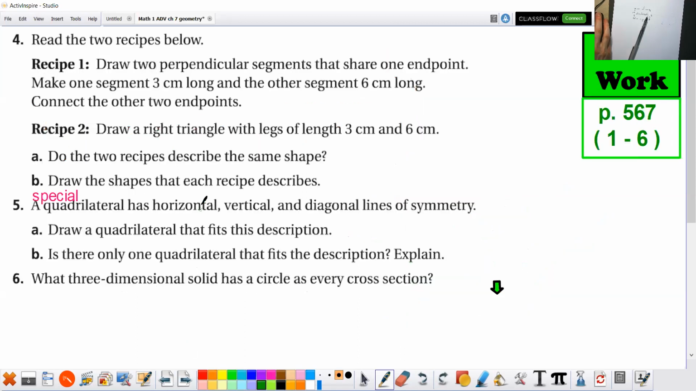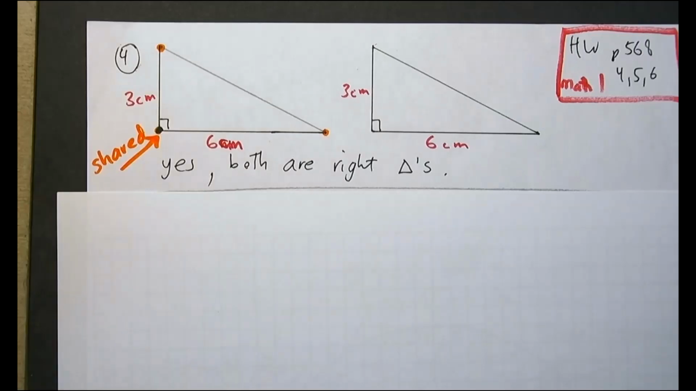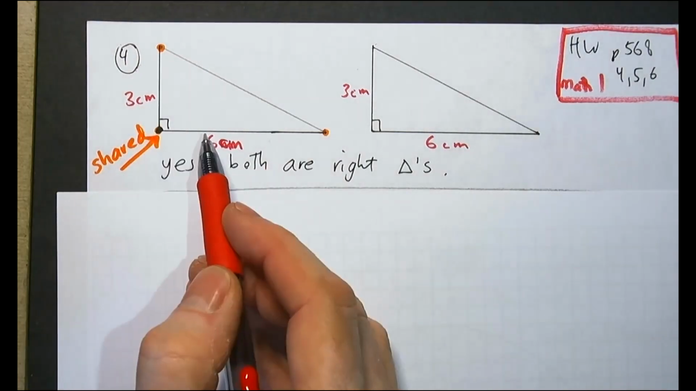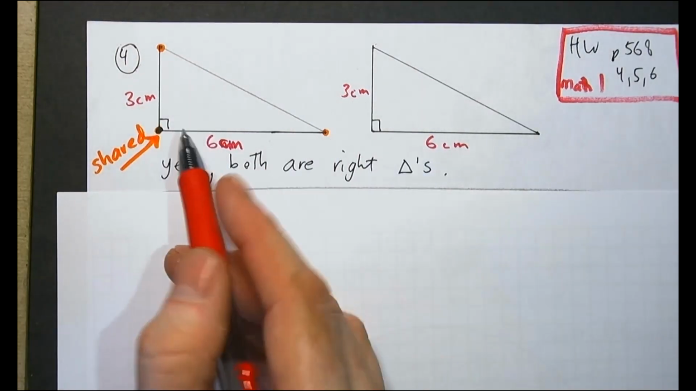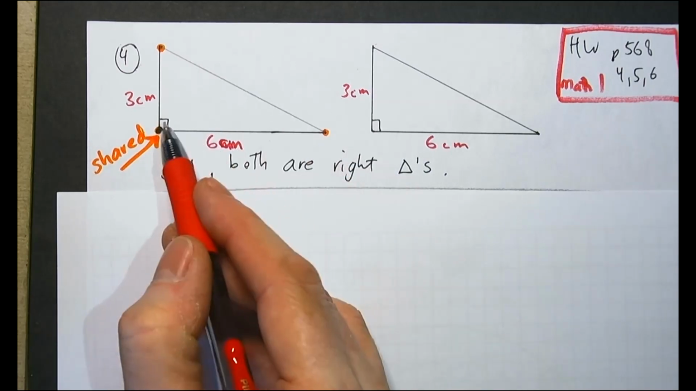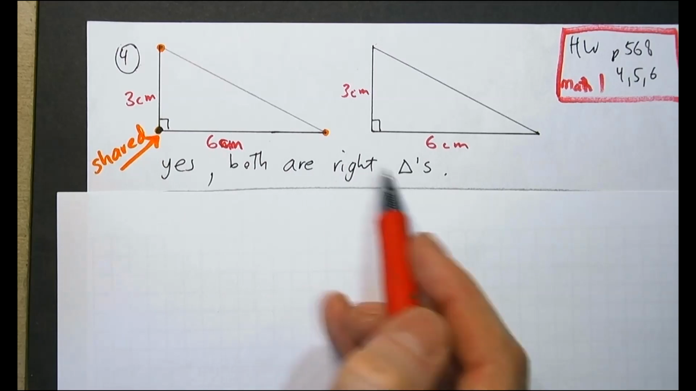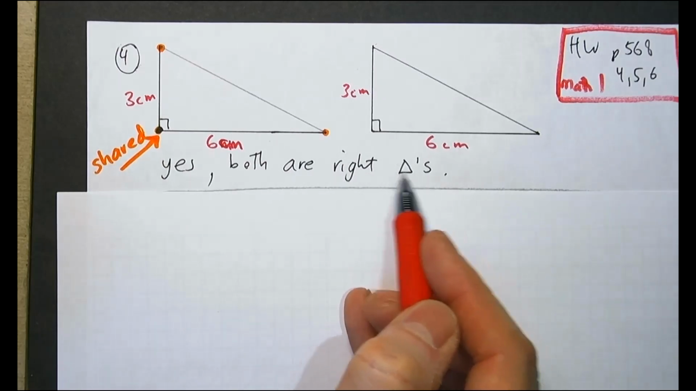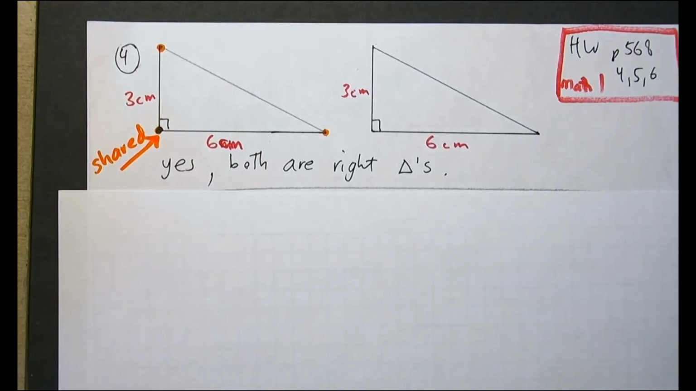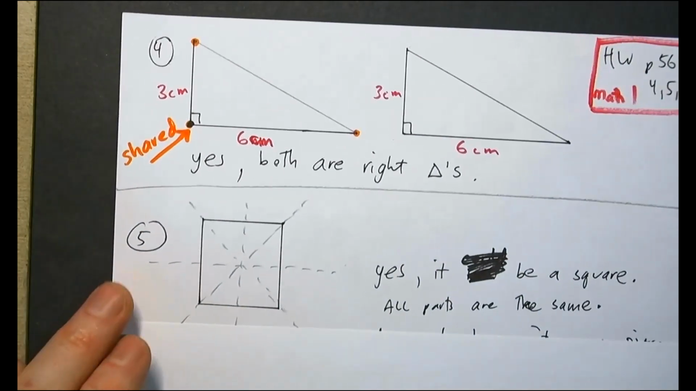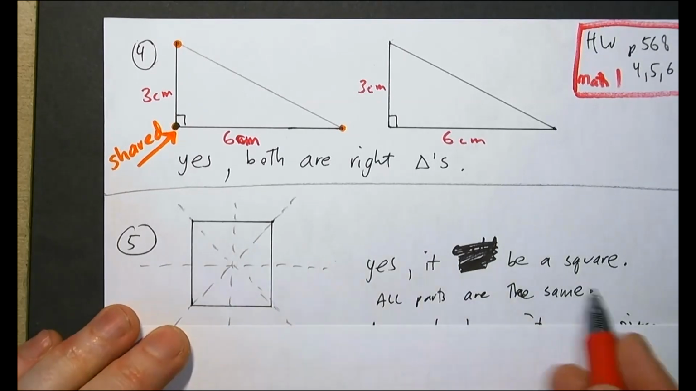Number 4, they're both exactly the same. They both make right triangles. 3 centimeters, 6 centimeters, 3 centimeters, 6 centimeters. As you follow them, and this was a corner, 90 degrees. We put a little box there. Okay, so yes, they're both right triangles. Here's how you can write triangle if you get lazy. That's acceptable.